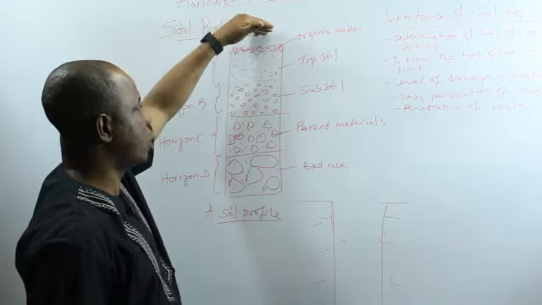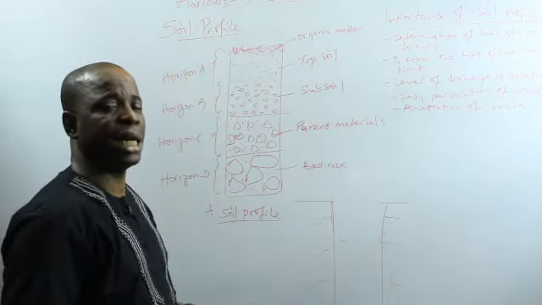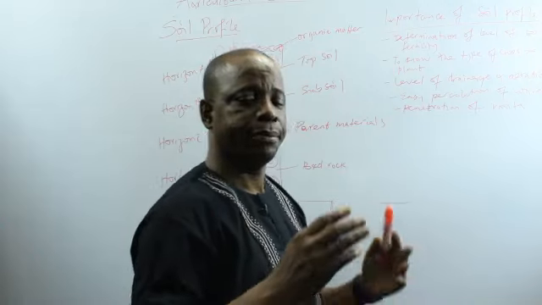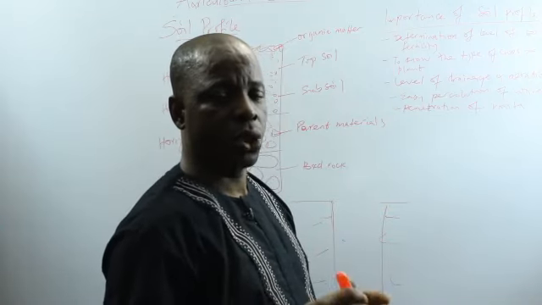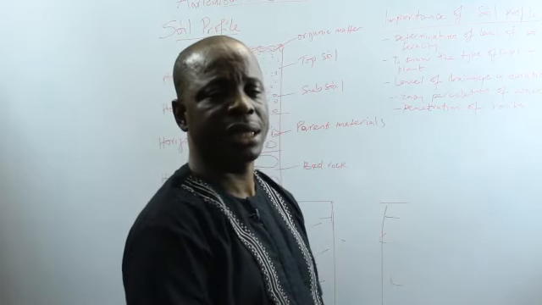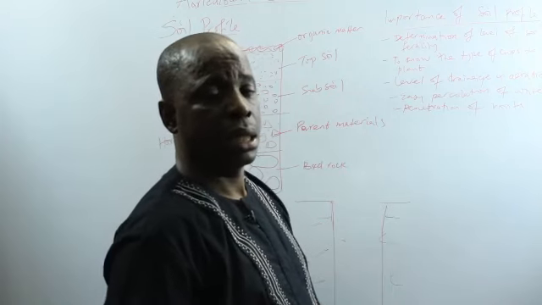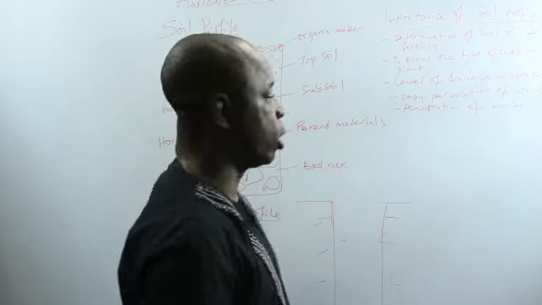The level of organic matter on top is formed from plant and animal remains which are broken down and decomposed and now settle on top of the soil, which aids the nutrients or the minerals, which aids the proper growth of the crops.